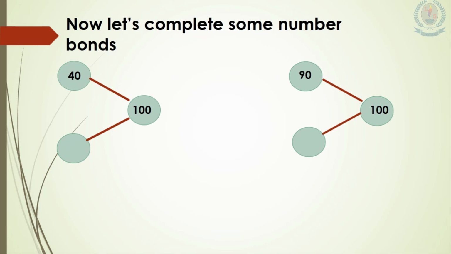Here you can see there are some number bonds. Let's complete them. The total is 100. The given number in the first number bond is 40. 40 and 60 make 100. 90 and 10 make 100.